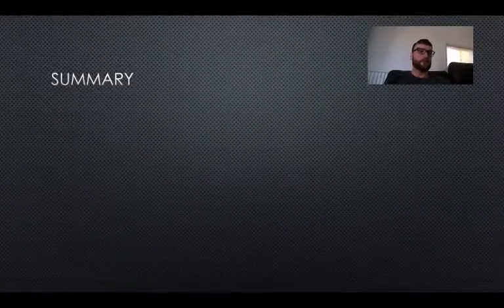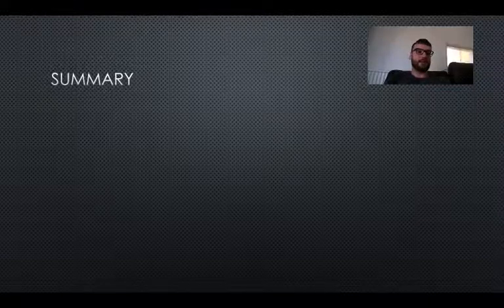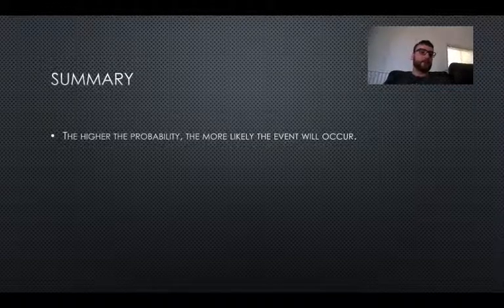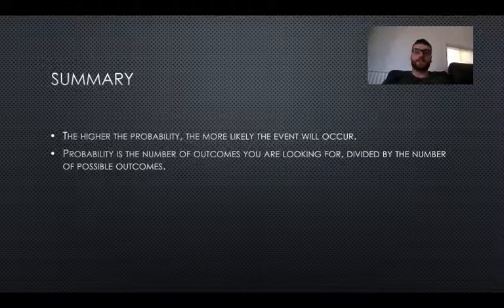To summarise, the higher the probability, the more likely the event will occur. Probability is the number of outcomes you are looking for divided by the number of possible outcomes. I've changed this because it did say the number of desired outcomes earlier, or wanted outcomes. It's the number of possible outcomes. A broken cutter is not a desired outcome, but it is the outcome you're looking for. So it's the number of outcomes that you're looking for divided by the number of possible outcomes.